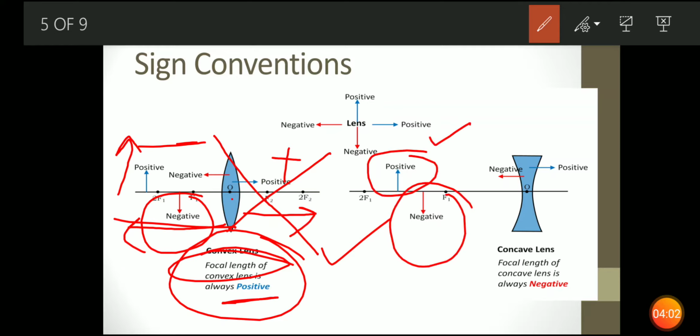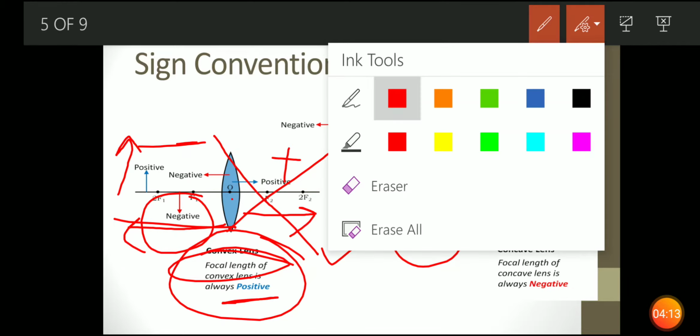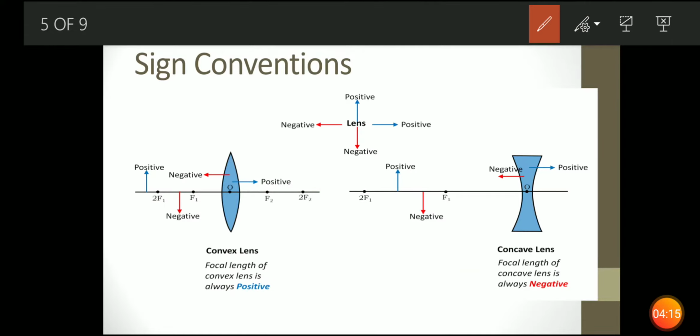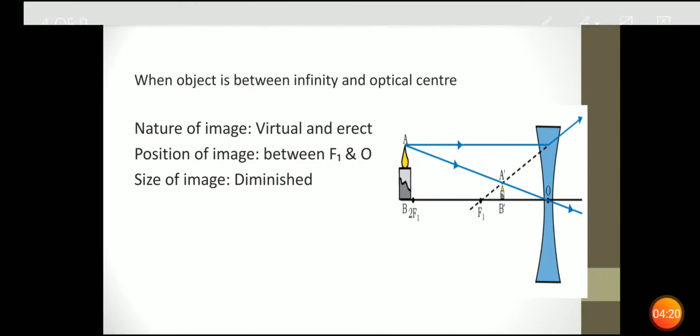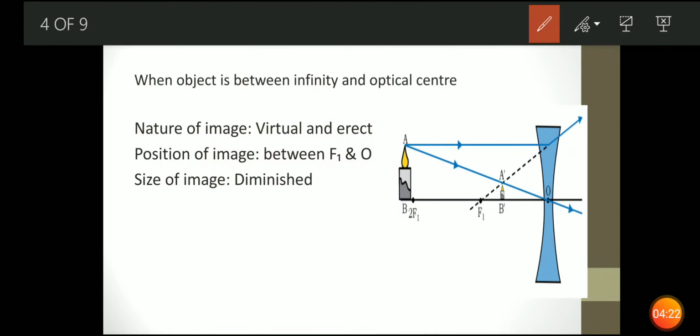Image height will depend on whether it is forming above the principal axis or below the principal axis. Now this is taken as negative and this is taken as positive. Now what it says is that the focal length of a concave lens is always negative. Why? See the ray diagram backward. You can see that the focus is this one where the light rays meet. So it is in front of the lens. लेंस के सामने मीट कर रही लाइट, so that's why it is negative.